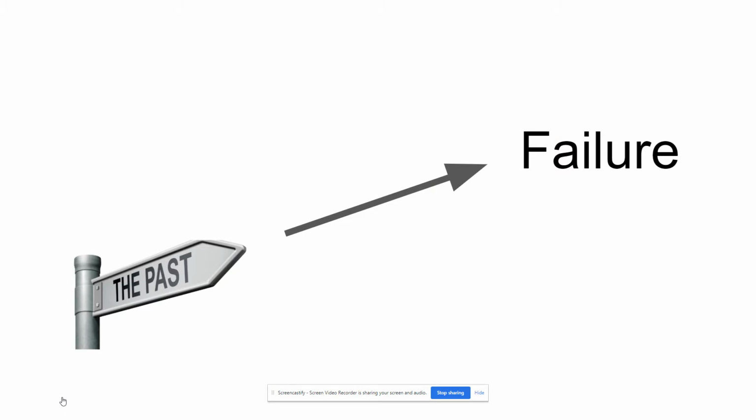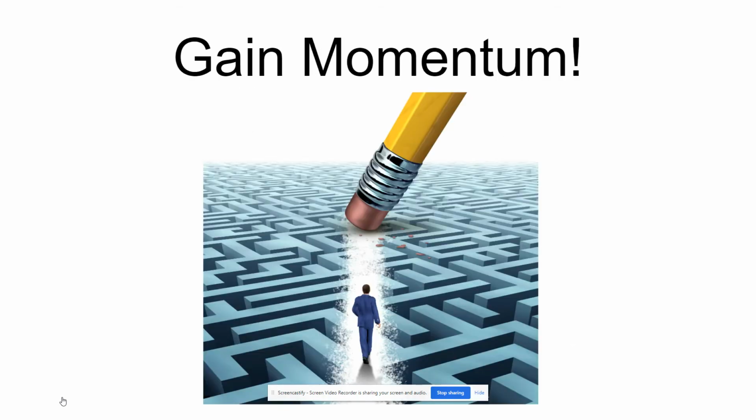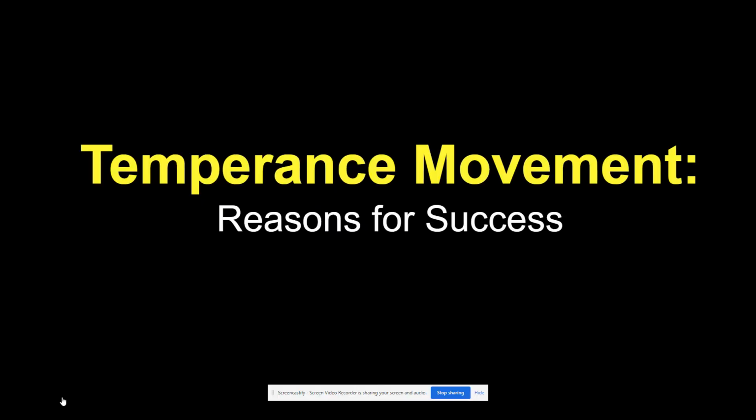And now in the past, they failed. They weren't able to get the whole country to do this. But from 1913 to 1919, something had changed. So why did they get more success during this 1913 period of time than they ever had before? Why are they going to find a pathway to victory to gain momentum? So about 5 reasons. The temperance movement gets a final big push.